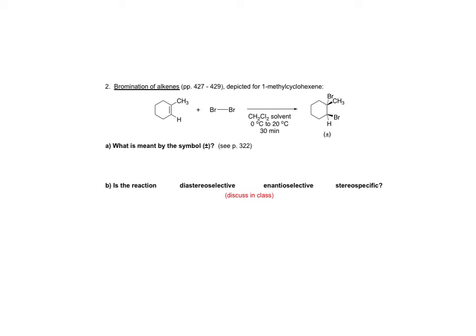Notice that I have used the symbol plus minus, and this simply means that a racemic mixture of both enantiomers is formed. This saves one the time of needing to draw both of the enantiomers as two separate structures. In the class meeting, I will ask you, is the reaction diastereoselective? Is the reaction enantioselective? Is the reaction stereospecific?